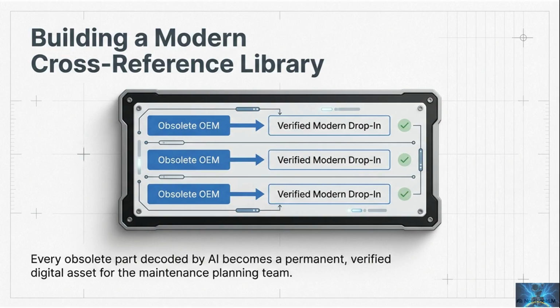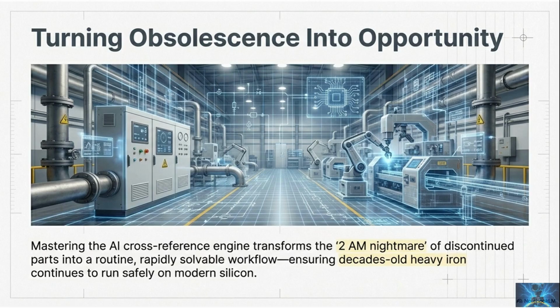Building a modern cross-reference library. Every successful cross-reference should become a reusable asset, not tribal knowledge trapped in someone's head. When you verify a modern drop-in replacement, record it. The obsolete part, the approved replacement, and the reasons it is valid. Over time, you build a cross-reference library that makes the next discontinued event faster and less stressful, turning obsolescence into opportunity. When you master this workflow, obsolescence stops being a crisis.